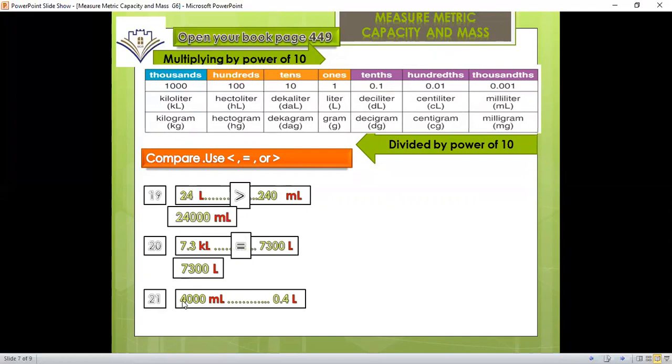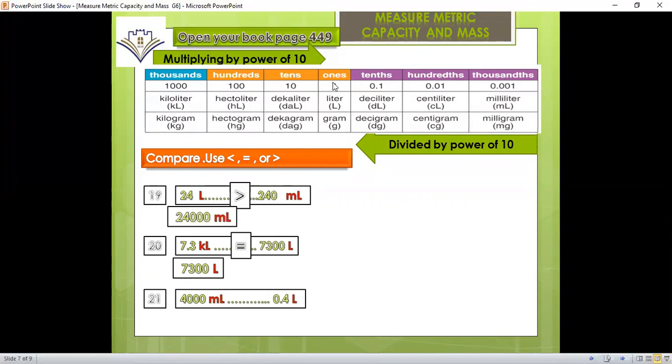Question number 21. 4,000 milliliter dots 0.4 liter. Look at the biggest here, liter. We need to convert it to milliliter. What is the liter? Here is the liter. We need to convert it to milliliter. 10 multiply 10 multiply 10 means multiply by 1,000.